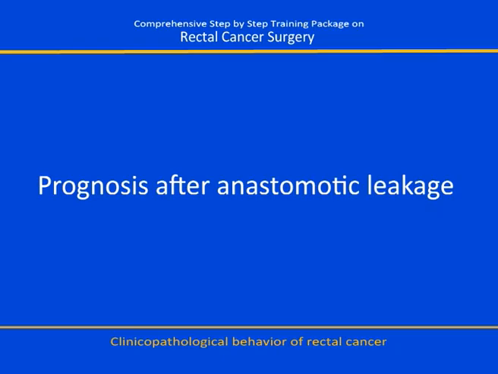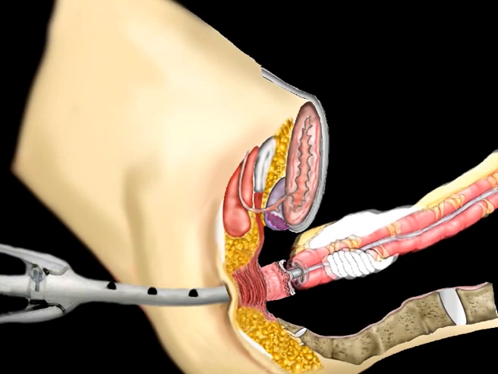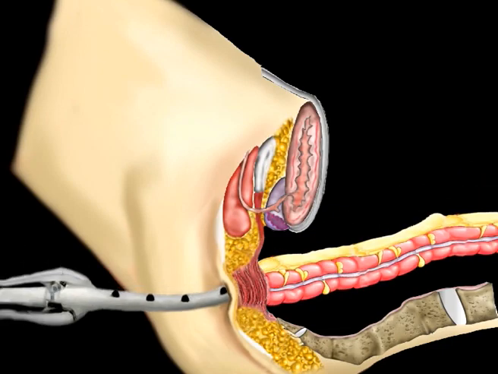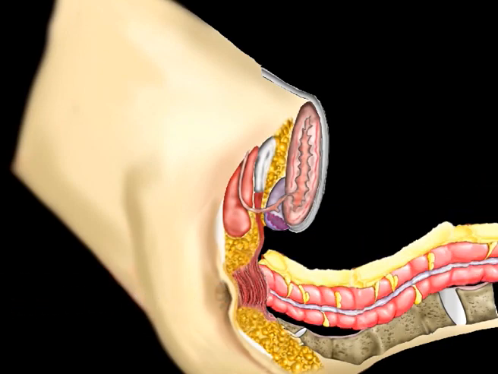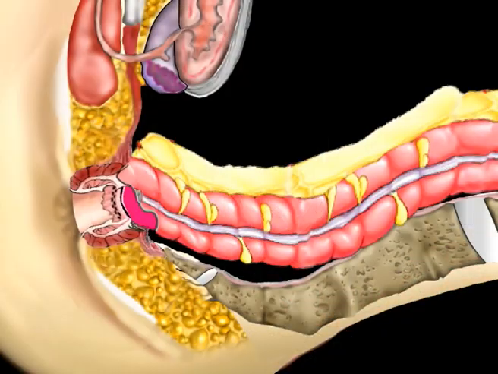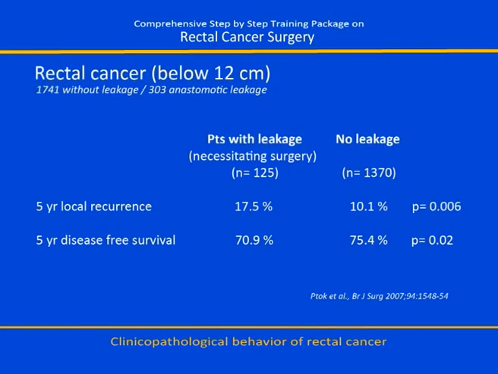Anastomotic leakage after a low anterior resection for rectal cancer can lead to an increased risk of local recurrence and reduce the life expectancy. Here, a distally located end-to-end coloanal anastomosis is being shown. Coloanal or distal colorectal anastomotic leakage rate is around 10% in the literature. Anastomotic leakage affects both the local recurrence and survival rates negatively, as shown in the slide.